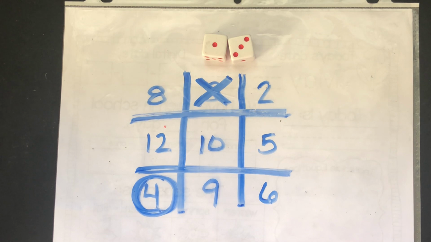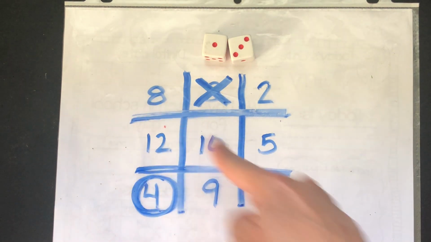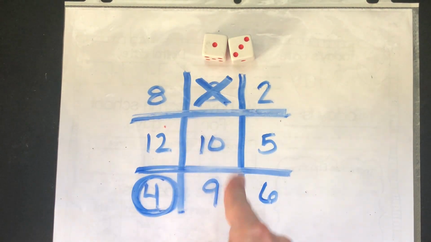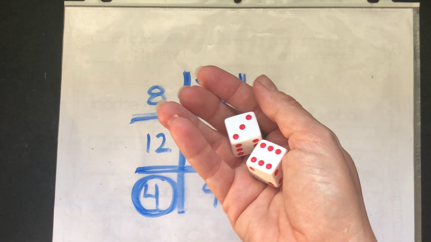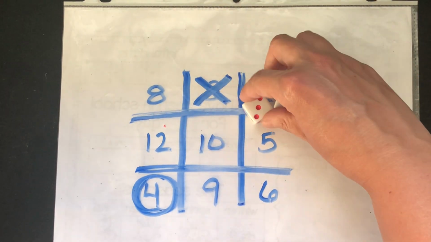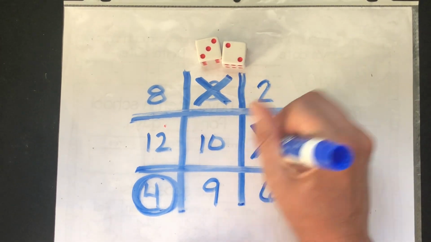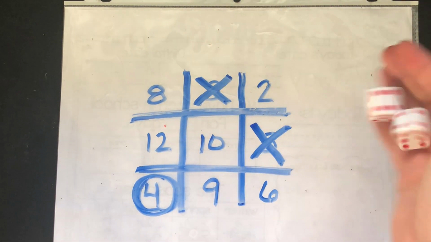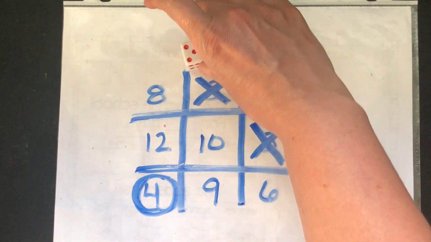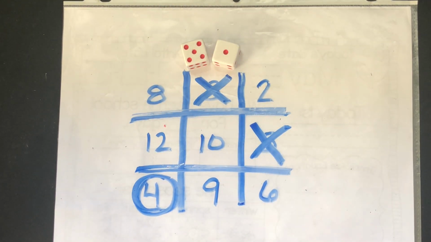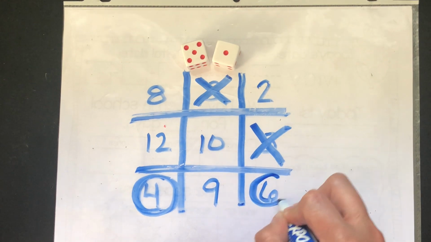Now remember, for tic-tac-toe, you need 3 in a row. It could go diagonal, it could go across, or straight up and down. Person who's an X is rolling. They got a 3 and a 2. How much is that? 5. So they put an X on the 5. A 5 and a 1. What is that? 6. So the person who's an O goes here.